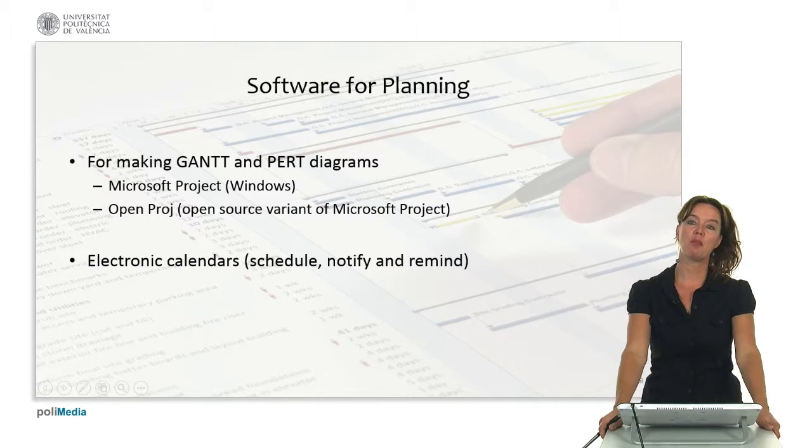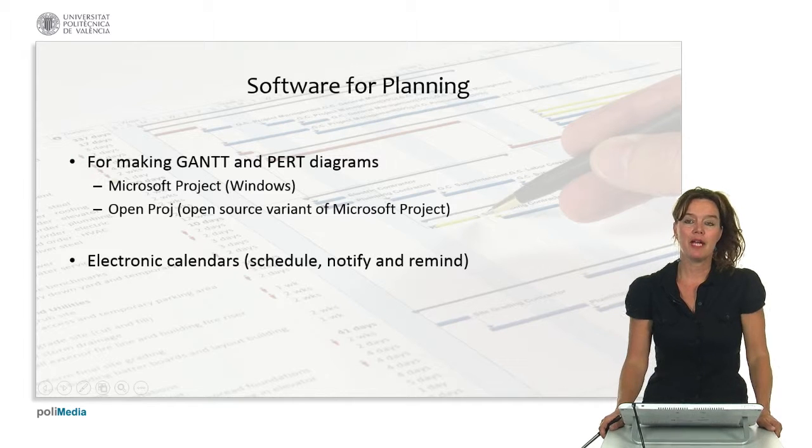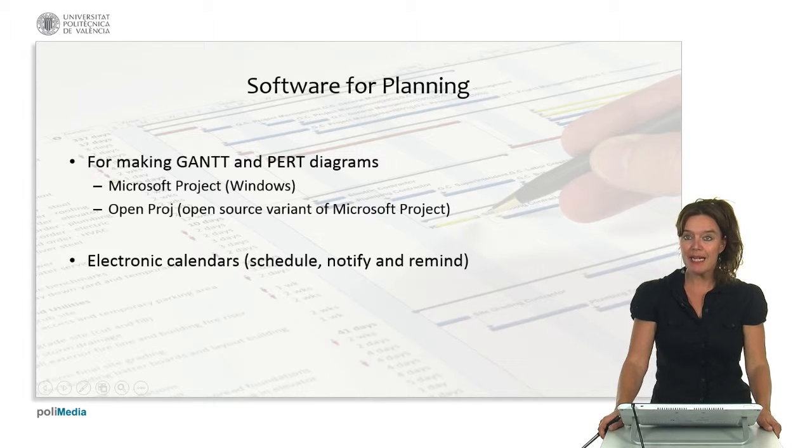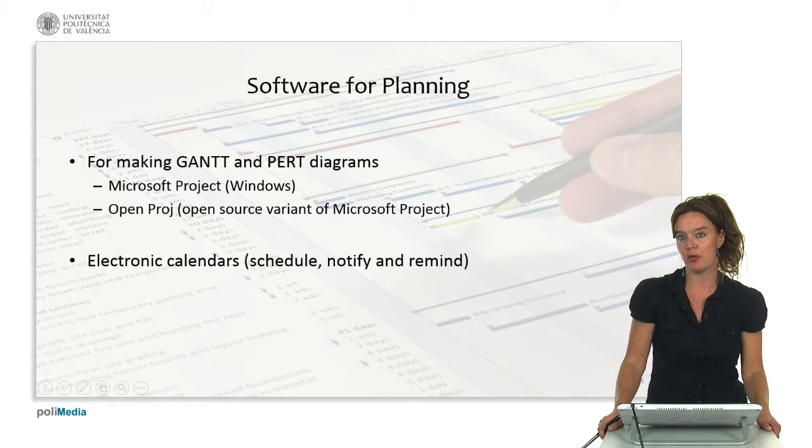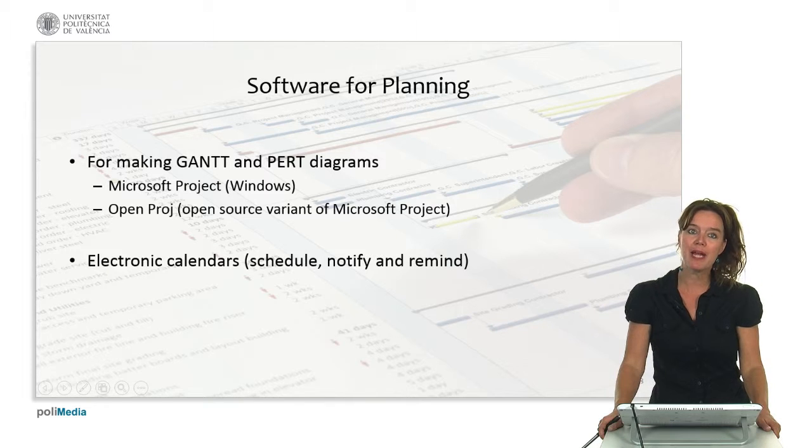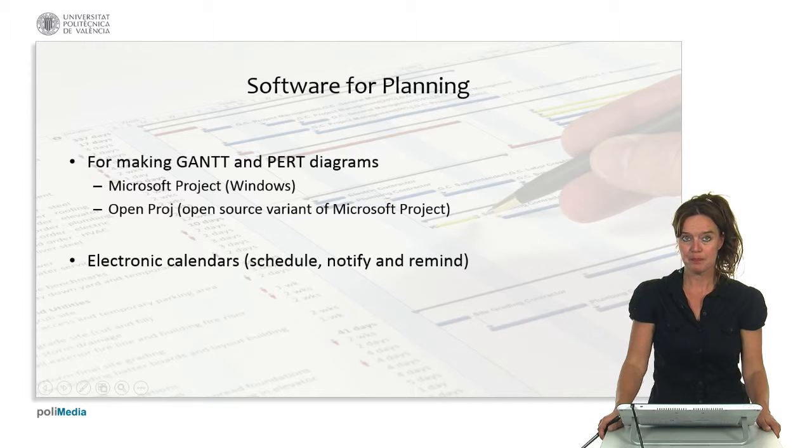There's software, for example, for planning. There is software that we can use for making Gantts and PERTs in an electronic way. There's Microsoft Project, which is a Windows application that you can use to make Gantt and PERT diagrams. And there's an open source variant of that, which is called OpenProj.